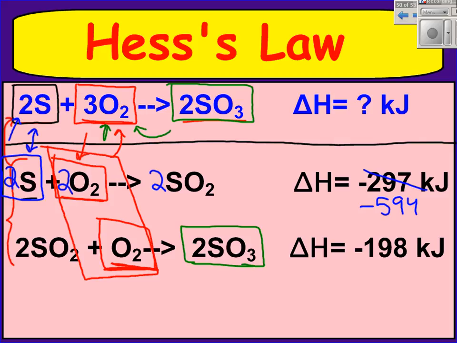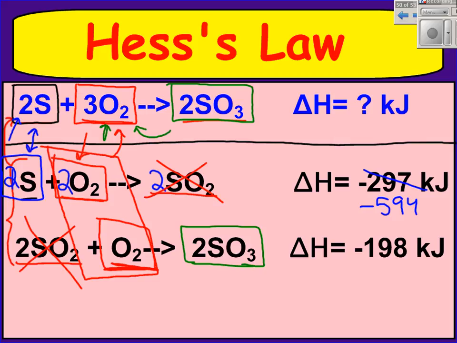Now, what are we going to do about the leftovers? We have 2SO2 in both reactions. But notice where they are in reference to the arrow. In the first reaction, the 2SO2 was on the product side, but in the second reaction, 2SO2 is on the reactant side. Since they're on opposite sides of the arrow and they're the same amount, we're going to cancel out both of them.